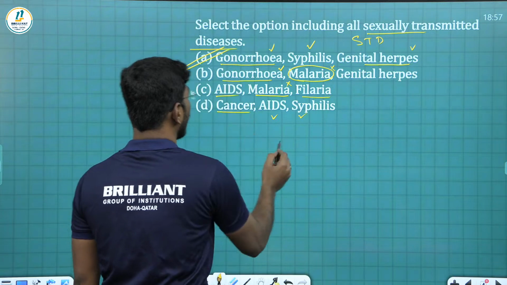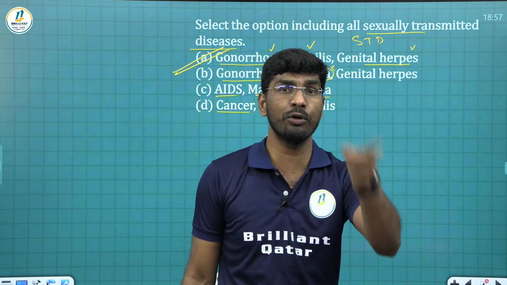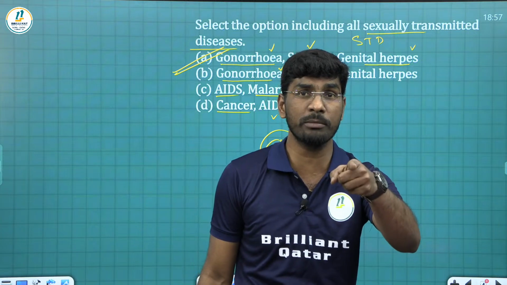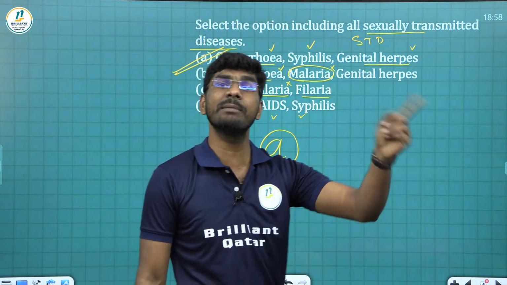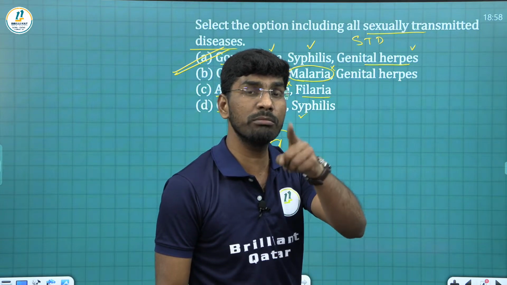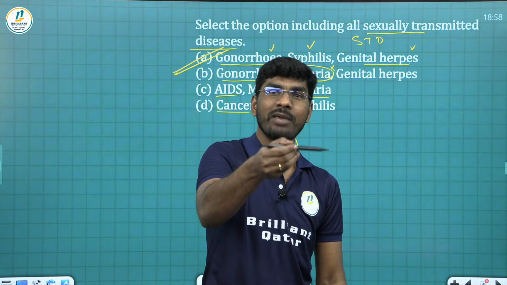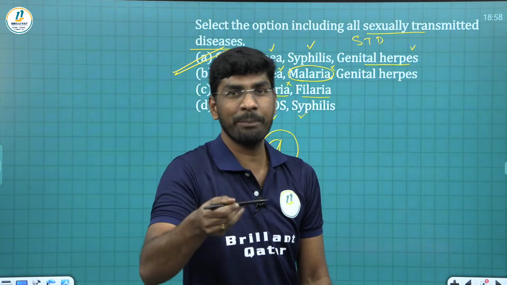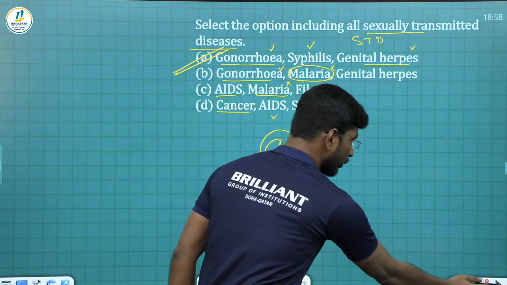So the correct answer is what? Option A. Remember the bacterial STDs, gonorrhea and syphilis. Remember the names also, beta. Syphilis is Treponema pallidum and gonorrhea is Neisseria gonorrhoeae, bacteria. And also the virus type of STDs. What are they? Do remember in the theory class we discussed the triple H: HIV, hepatitis B, herpes. Remember they all are viral diseases, right?